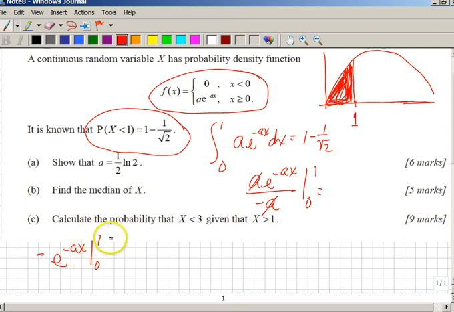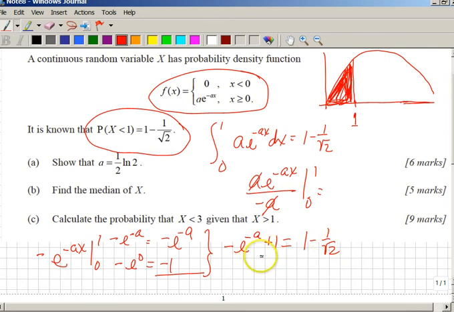So if I put a 1 in there, I get negative e to the negative a, and if I put a 0 in there, I get minus e to the 0, and e to the 0 is 1, so it's minus 1. So on the top, I've got negative e to the negative a, and on the bottom, I've got negative 1. And remember, when you evaluate an integral, you subtract those two. So if we subtract the negative 1, it becomes plus 1. So that's going to give us negative e to the negative a plus 1. So that's the integral from 0 to 1, and we know that has a value. It was given to us as 1 minus 1 over root 2.